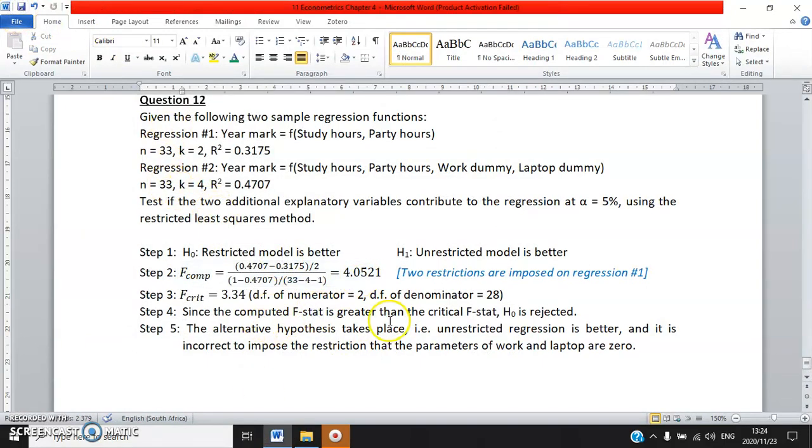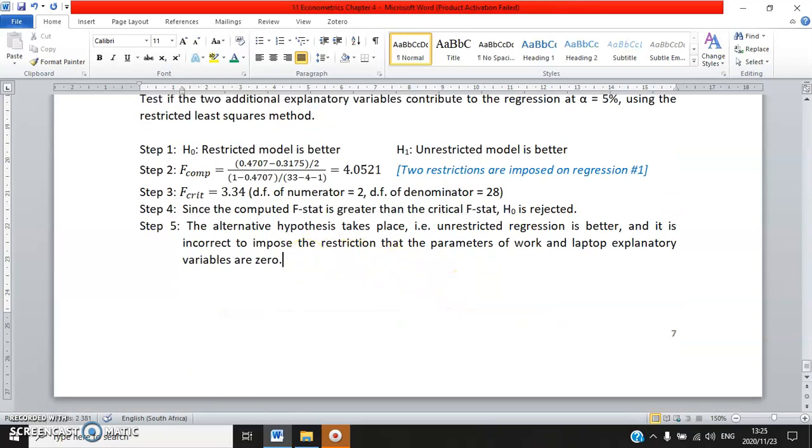3.34. So since the computed F-stat is greater than the critical F-stat, we reject the null hypothesis. Then it means the alternative hypothesis would take place. It is correct, because it conforms with the theoretical argument. We really think the unrestricted regression is better. That is, it is incorrect to impose the restrictions, actually two restrictions, that the parameters of the work and laptop explanatory variables are 0. Okay, so that's it for this chapter.